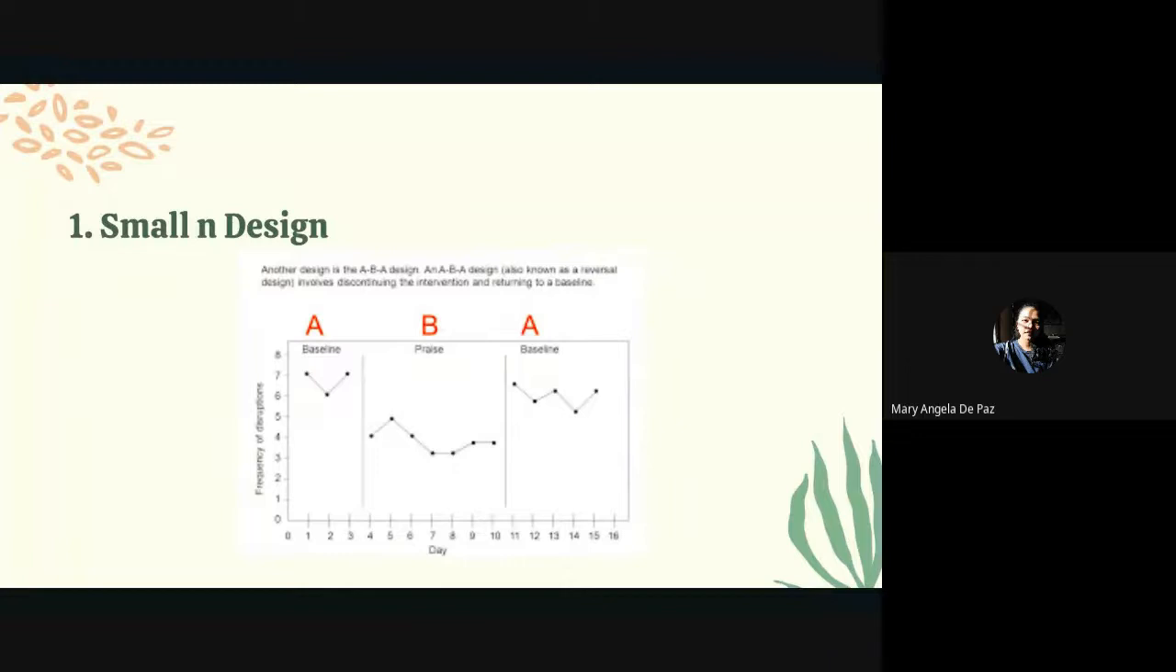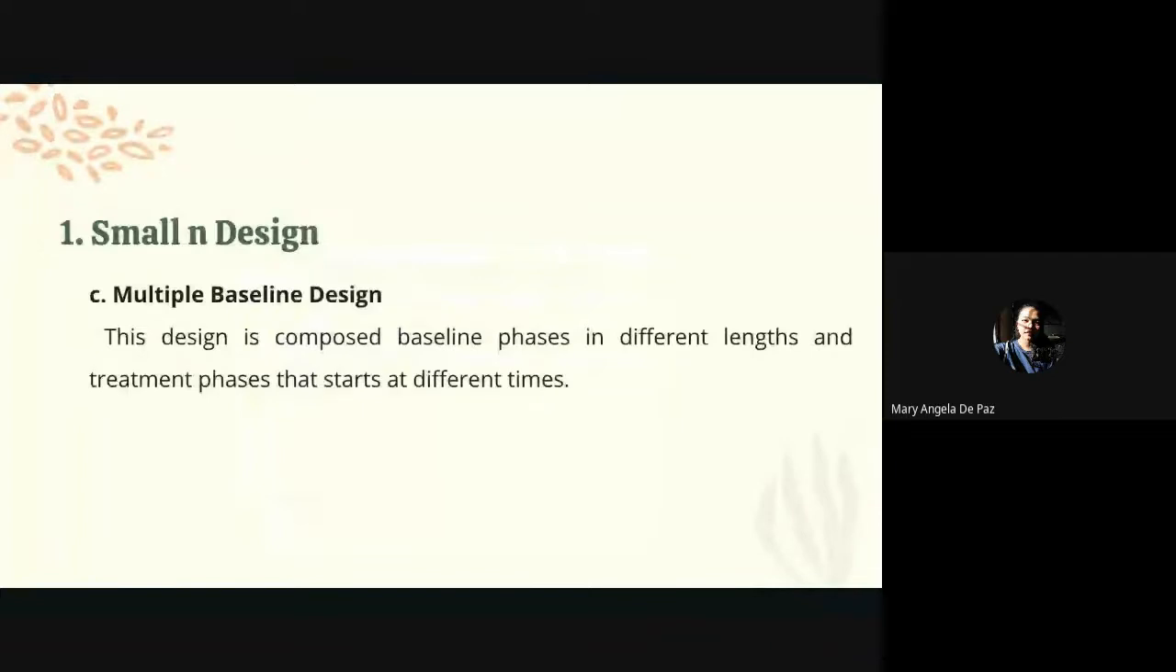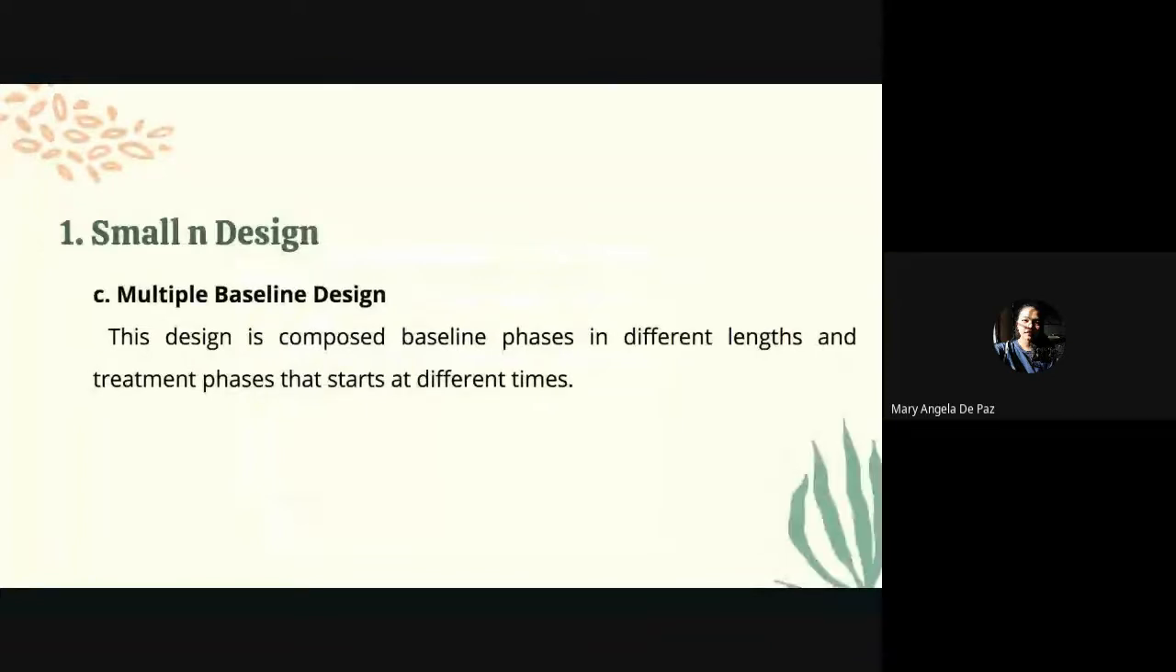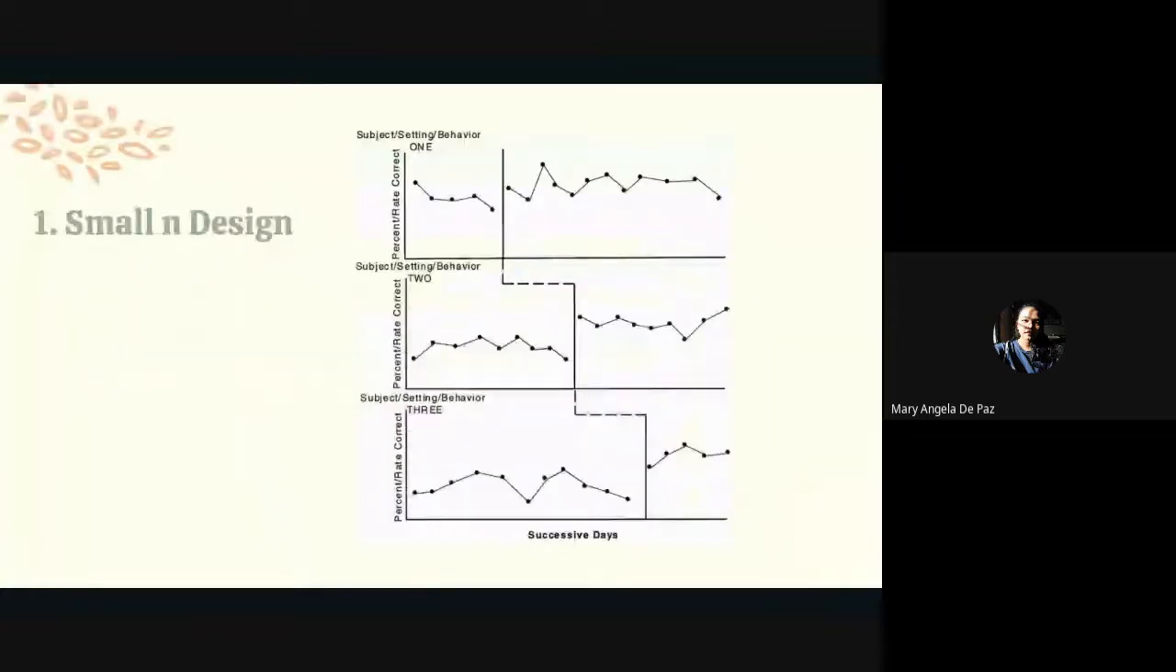So for the last type, we have multiple baseline design. Next slide. So multiple baseline design is the design composed of baseline phases in different lengths and different paces that start at different times. So next slide. This design can have different participants, different variables, and different settings.